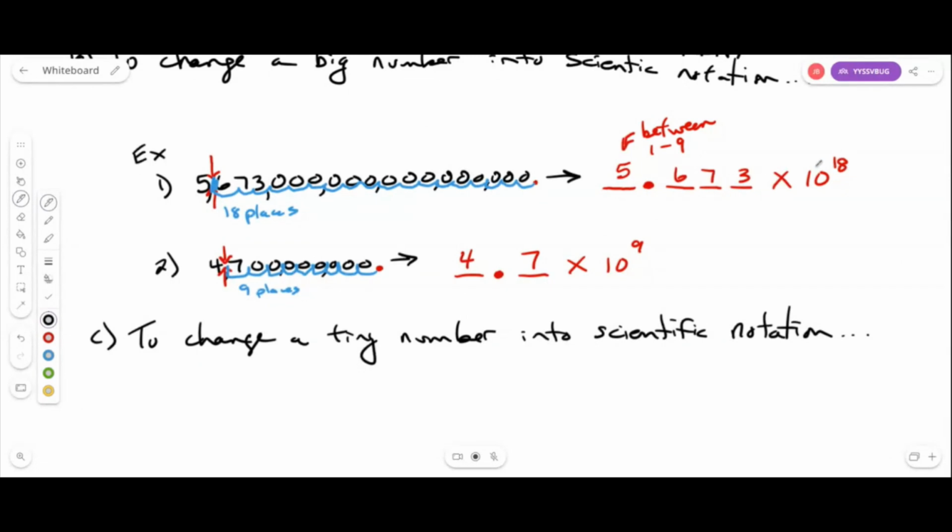And again, if we go back up here and look, positive exponent, huge number. Positive exponent, huge number.